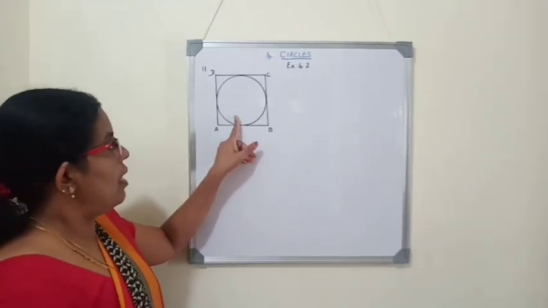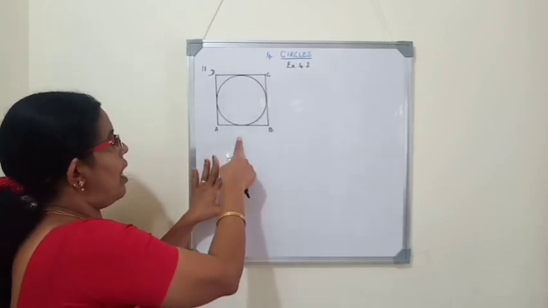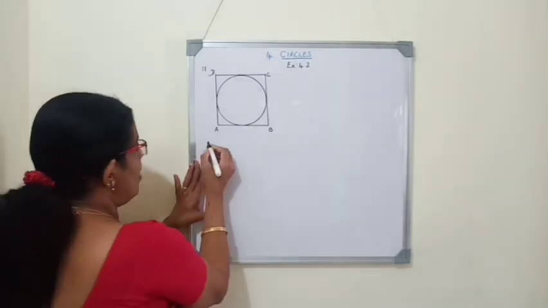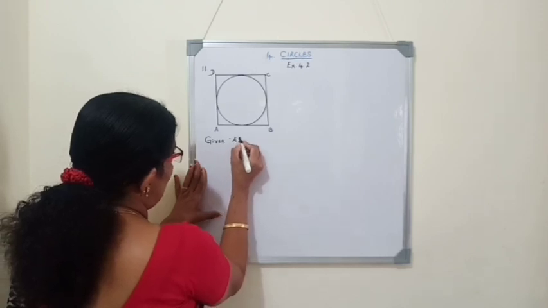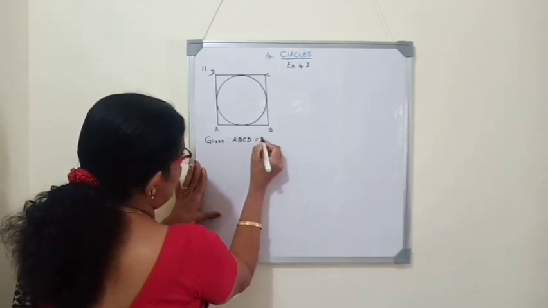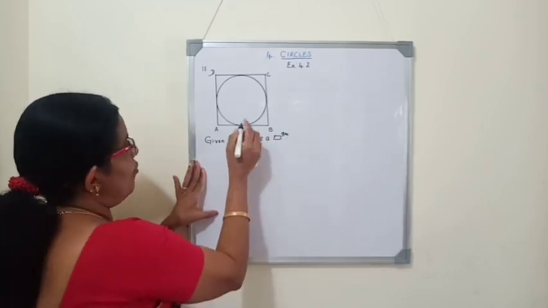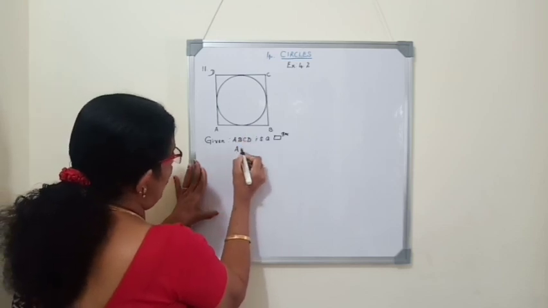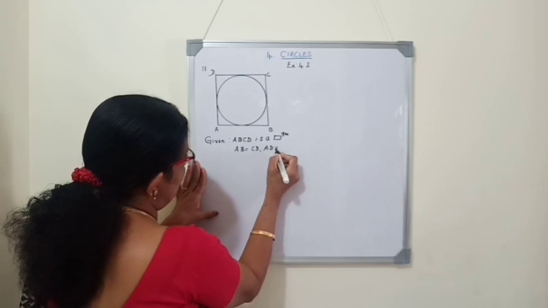So here is a circle. A parallelogram covers the circle. We have to prove that this parallelogram is a rhombus. So given ABCD is a parallelogram. What is the speciality of a parallelogram? Opposite sides are equal. So AB equals CD and AD equals BC.